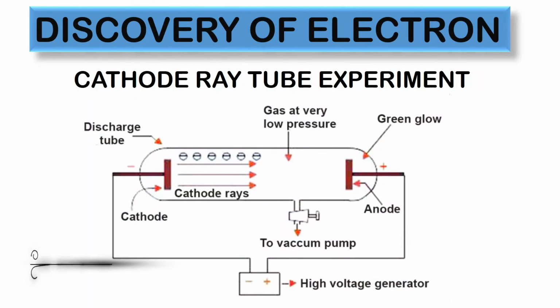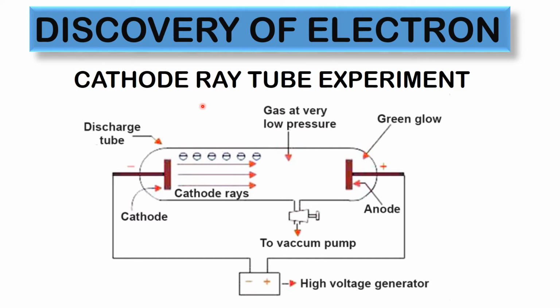J.J. Thomson performed the cathode ray tube experiment back in 1887, through which he discovered the electrons. First, let's describe the experiment and the discovery, and later on, we will talk about certain properties of the electrons or the cathode rays. So, this experiment is known as the cathode ray tube experiment.